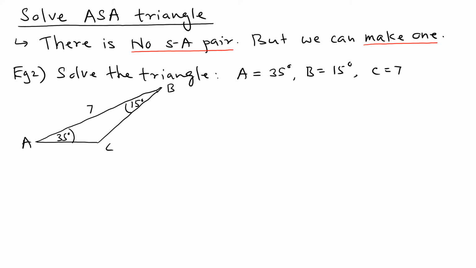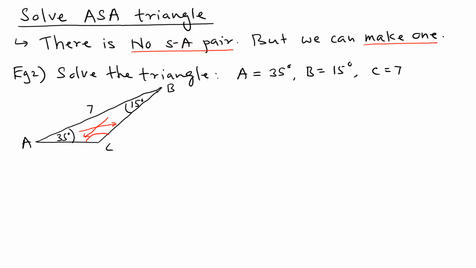And you can see that there is no side-angle pair. So what we're going to do is find this angle C using the angle sum property, and after we do that, we're going to get the c and C pair. They are opposite to each other. Otherwise, we don't know this side, and we also don't know that side. So that's the difficulty here.